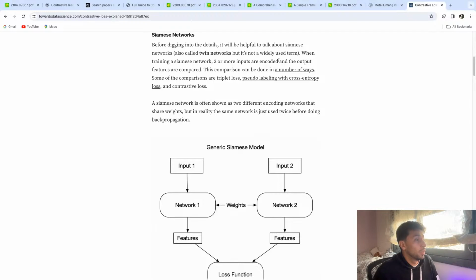So let's check what he is saying. Before digging into the details, it will be helpful to talk about Siamese networks, also called twin networks, but it's not a widely used term. When training a Siamese network, two or more inputs are encoded and the output features are compared. This comparison can be done in a number of ways. Some of the comparisons are triplet loss, pseudo-labeling with cross-entropy loss, and contrastive loss. Yeah, I only know the triplet loss, so let's check later what is happening.